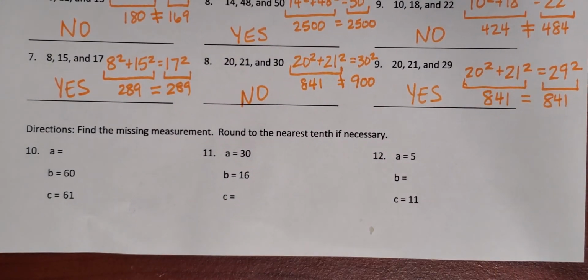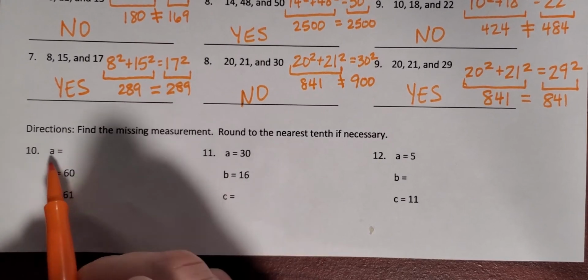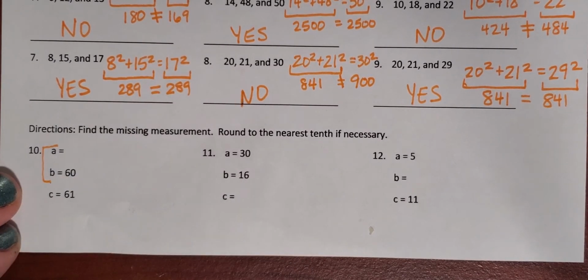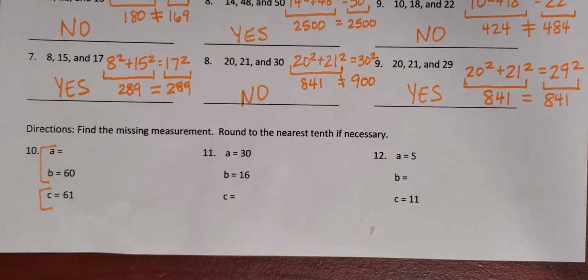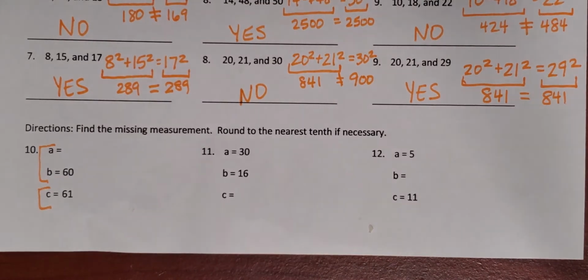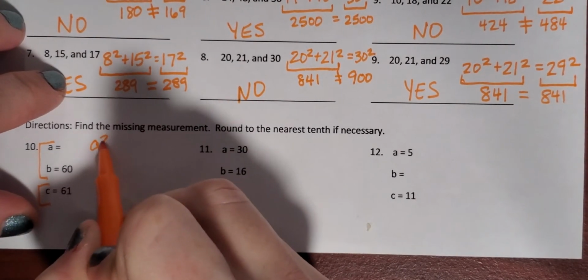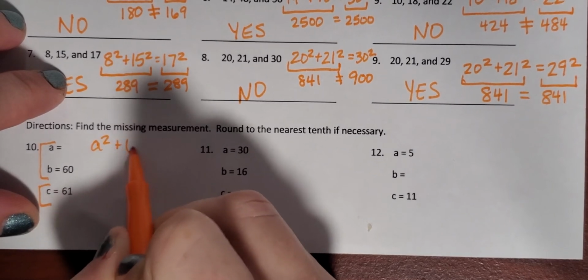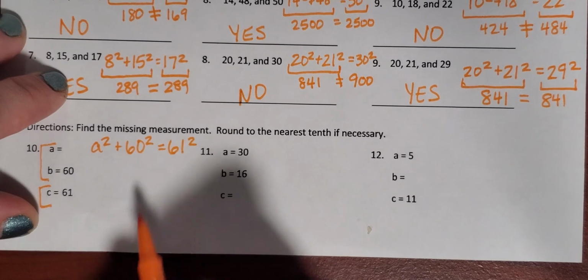And then the last three, you do not need a triangle. You just need to know what your two legs are. So A and B are my legs, and you need to know what the hypotenuse is, which is C. All right, so I know that my A squared is the missing piece. So I have B squared, and it's all going to equal C squared.